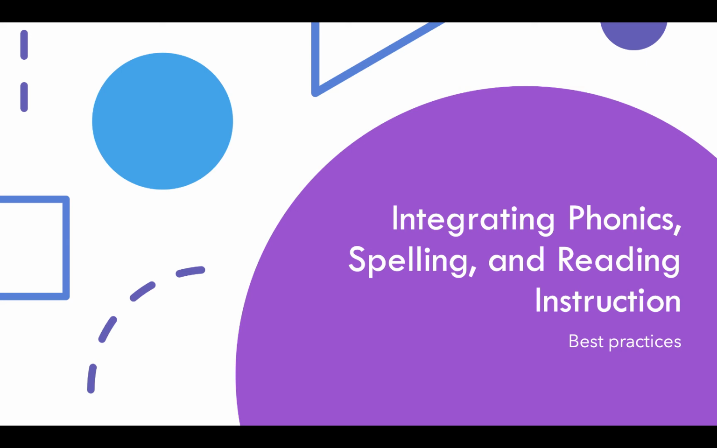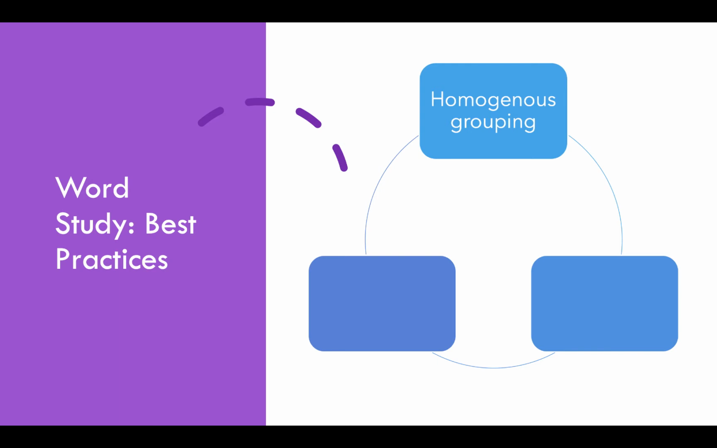Let's take a look at the best practices for teaching word study. Students should be grouped in homogeneous groups for word study and spelling. Students need to learn at their stages and levels when they're learning word study. Students should examine known words. Often, known words grouped with new words will help students identify the patterns and assist their progress.